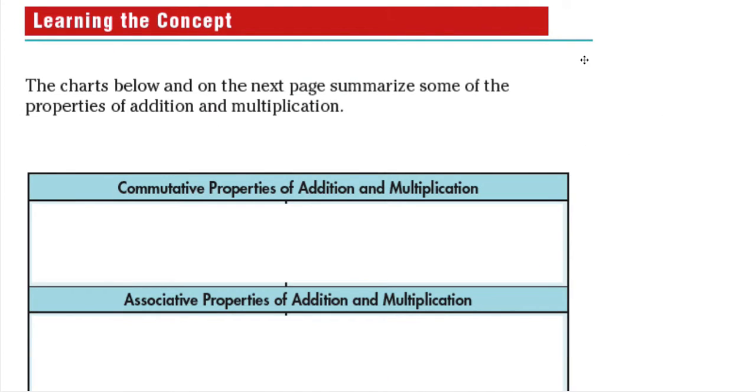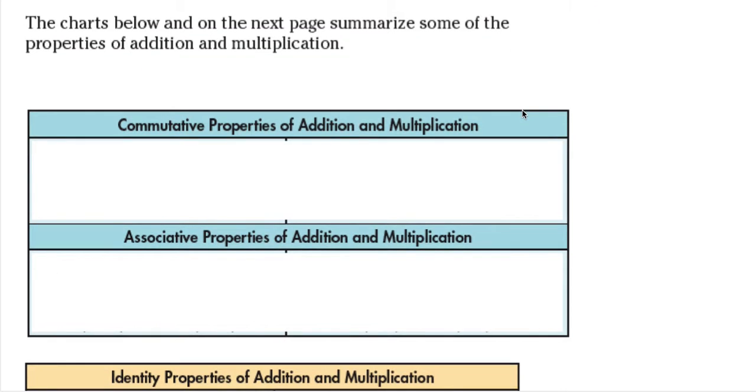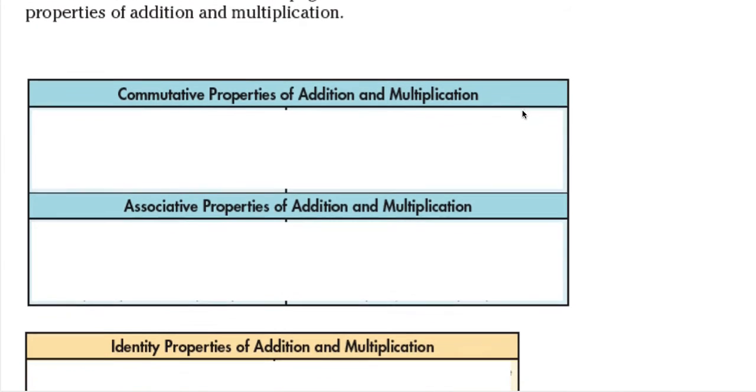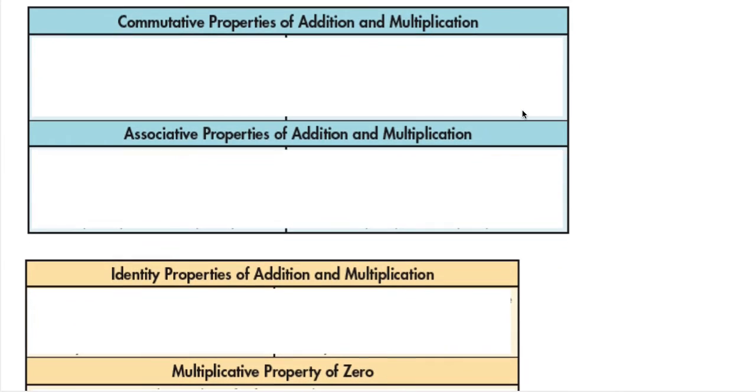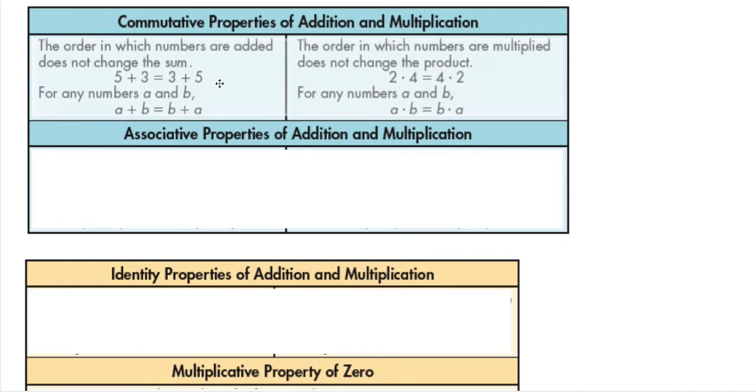Which brings us to the properties that we discussed last year. The chart below summarizes some of the properties of addition and multiplication. Let's talk about the commutative property of addition and multiplication. It simply states that if you have A plus B, it is the same as B plus A. Just like the example, 5 plus 3 is equal to 3 plus 5. This will not change the sum of the expression.